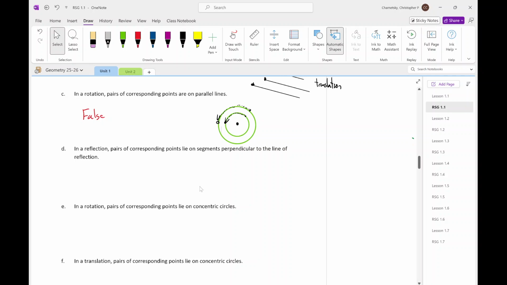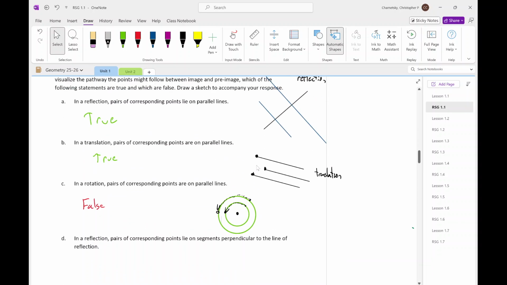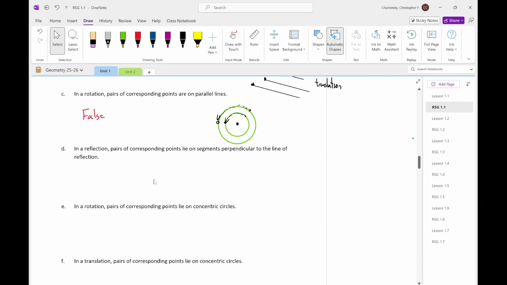All right. In a reflection, pairs of corresponding points lie on segments perpendicular to the line of reflection. That is true. Okay, so each of these segments is perpendicular to our line of reflection. So that is a true statement. In rotation, pairs of corresponding points lie on concentric circles. We just drew that, we just saw that. That is exactly what happens.